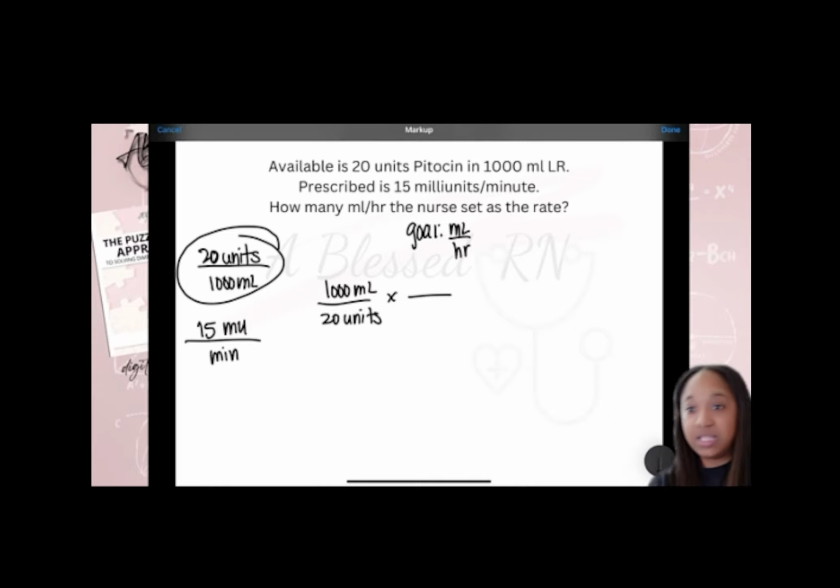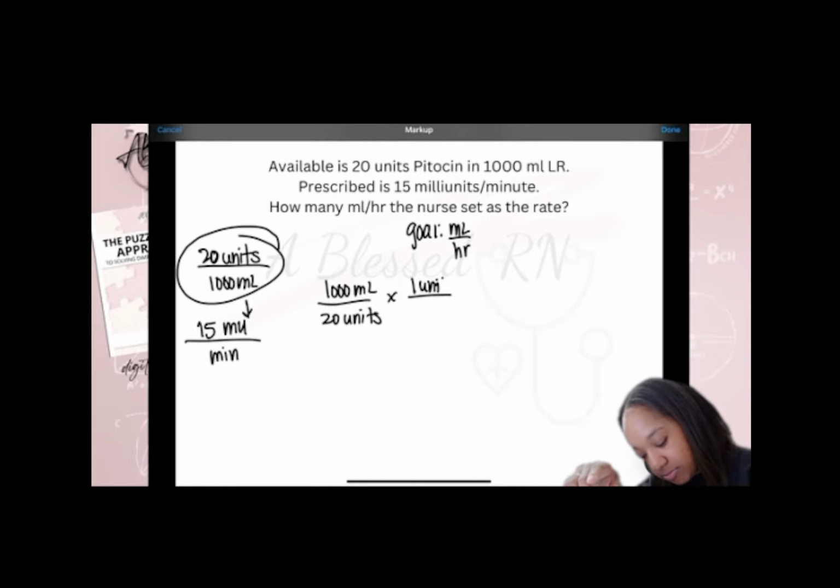Boom, boom. Now we have units on the bottom. We have milliunits right here. Remember, you can't put a milligram on top of a gram. You can't put a milliunit on top of a unit. So therefore, we have to do the same thing and put in your conversion. Okay, so 1 unit is going to be 1,000 milliunits. Unit crosses out. Now we can put our 15 milliunits per minute.